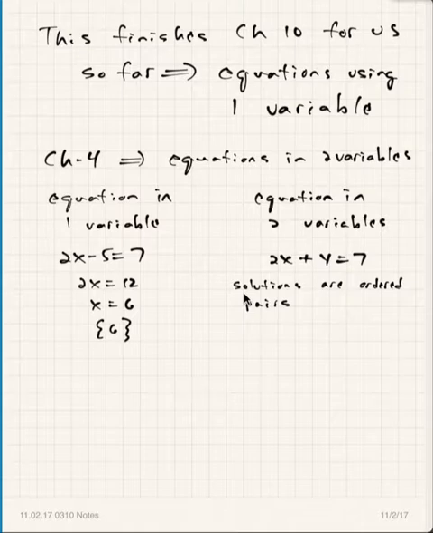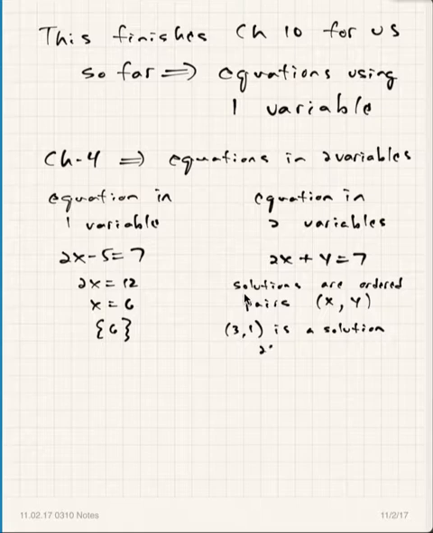So, for example, in our problem, the ordered pair 3, 1, right? Ordered pairs where the first coordinate is the x-coordinate and the second coordinate is the y-coordinate. So the ordered pair 3, 1 is a solution because 2 times 3 plus 1 is equal to 7. Right? So 3, 1 is a solution to this equation.